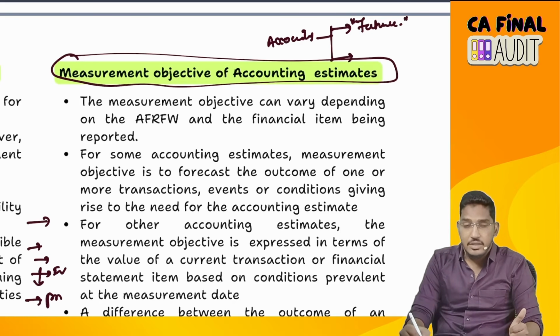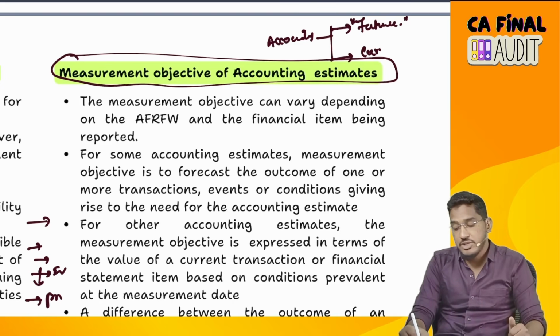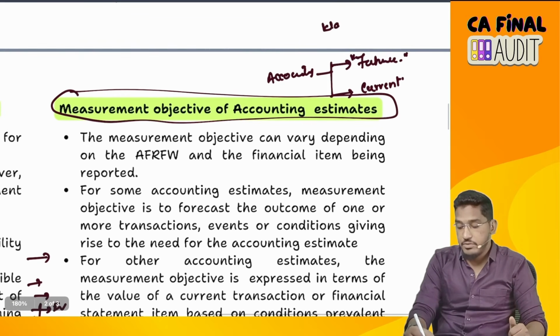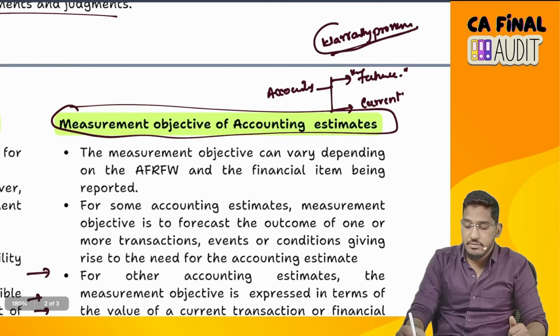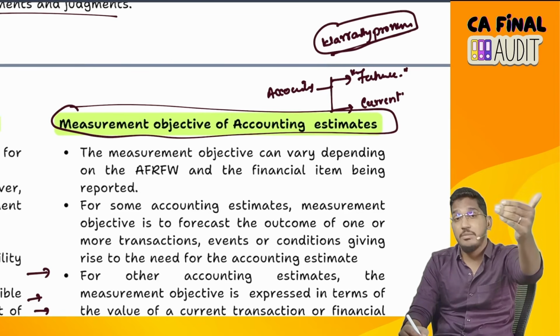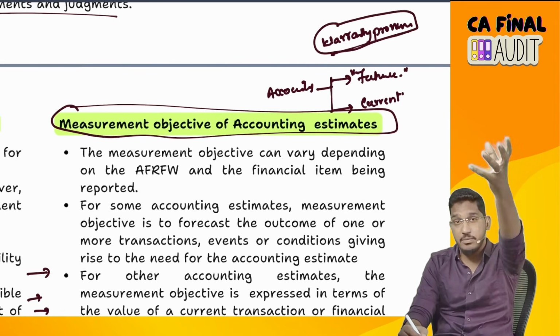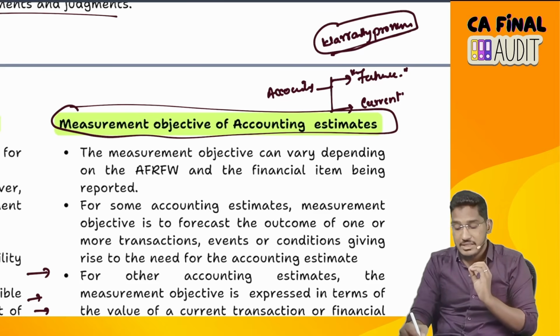Whereas on the other hand, some accounting estimates, we do not measure anything relating to future, we measure only current transactions. Like for example, if you take warranty provisions, an entity is required to create a warranty provision. If the management is calculating the provision for warranty, what is their measurement objective? They are measuring the future. In the coming 1 year, how many people will claim their warranties? They will estimate the future and create a provision. So for some accounting estimates, the measurement objective will be future oriented.